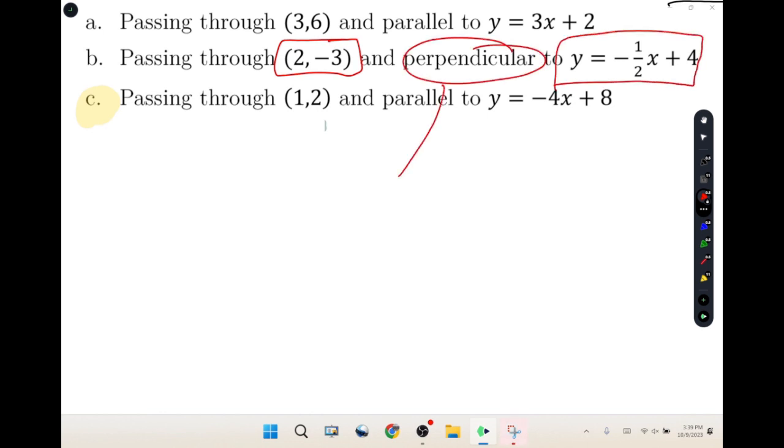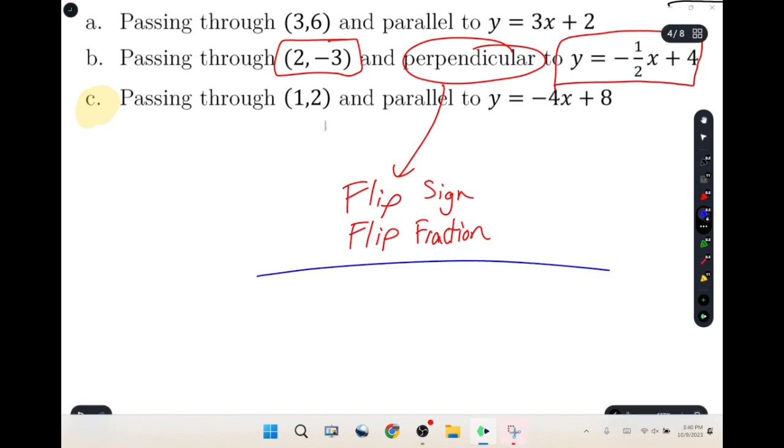So what does perpendicular mean in two words? Flip, flip. Flip the sign, flip the fraction. If you want to remember the math words, anybody got those for $100? Negative reciprocal, or opposite, if you want to call it opposite.